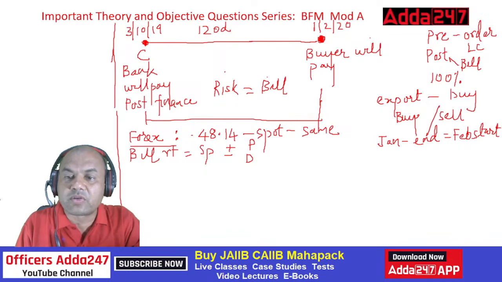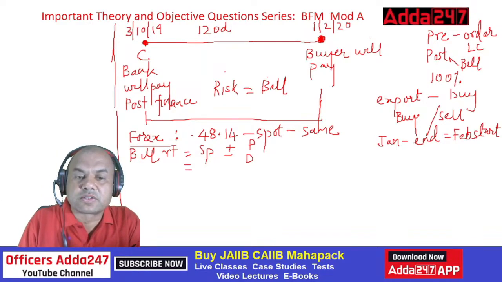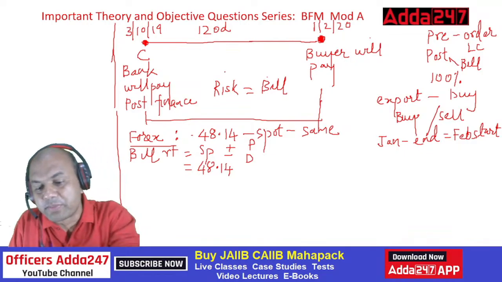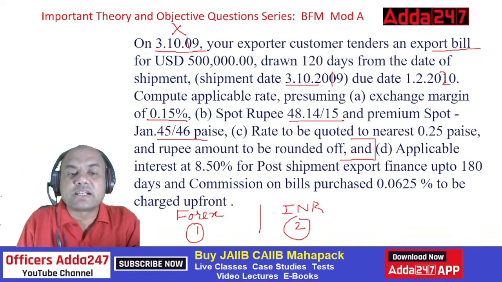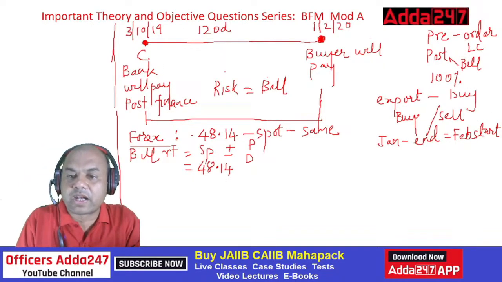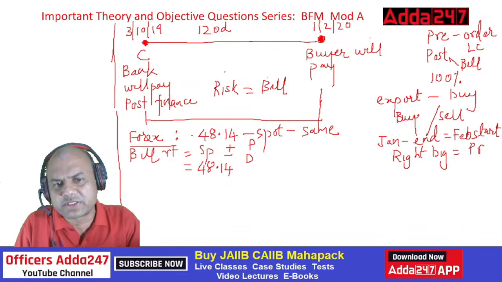So what is my rate now? Let's calculate the rate over here. See, this rate is calculated like this: 48.14 spot plus, now what is this, premium or discount? See this, right side is bigger. When you are in the forward market, if the right side is bigger, always remember it's a premium. Right big equals premium, and left big equals discount, vice versa.